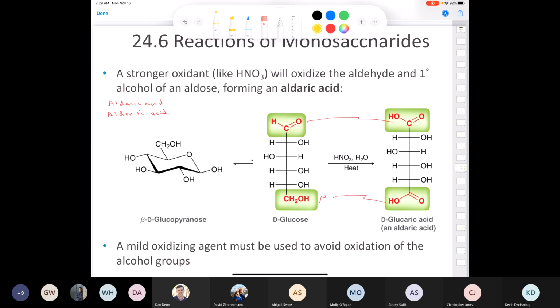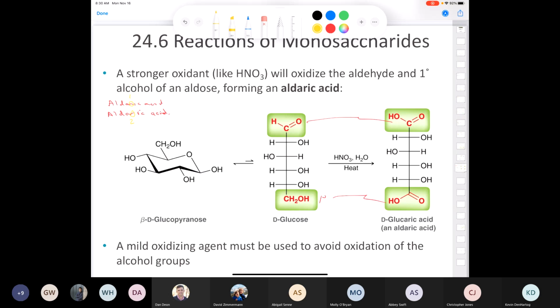I compare the letters N and R. So aldonic acid and alderic acid. N comes before R in the alphabet. So aldonic acid is only the oxidation of the aldehyde, so one group is oxidized, and then alderic acid, you oxidize both the aldehyde and the primary alcohol. I don't know, that's the way that I do it.